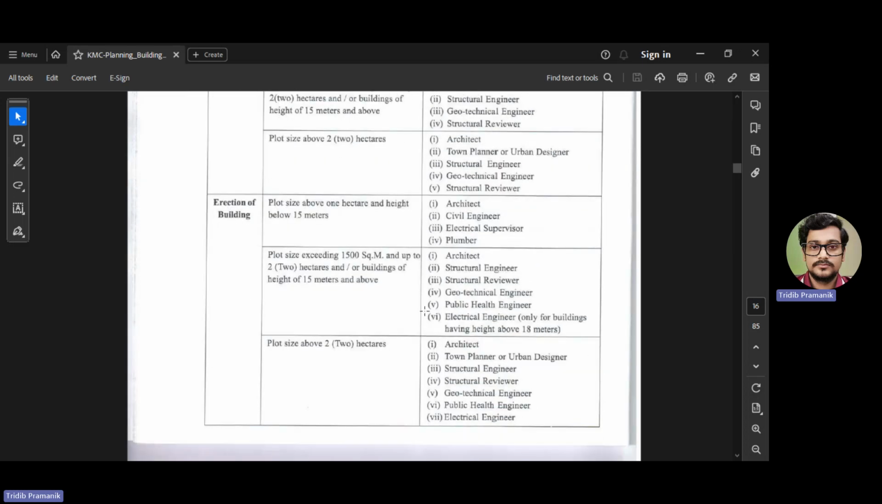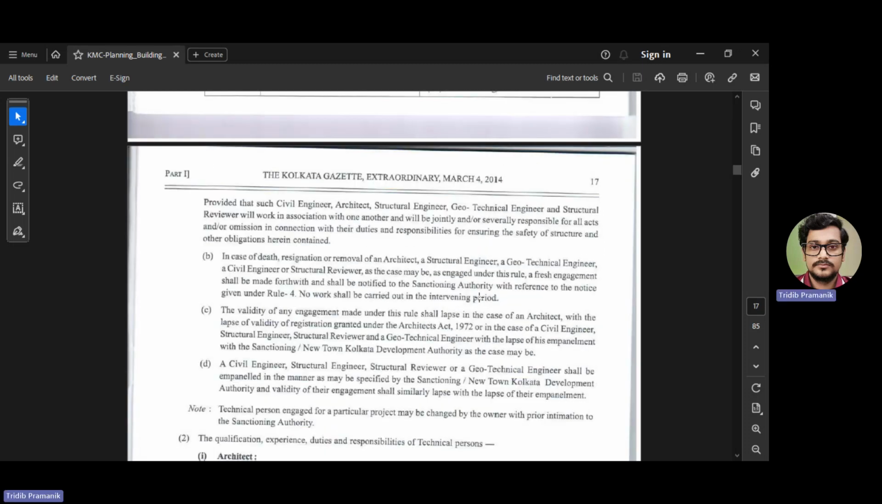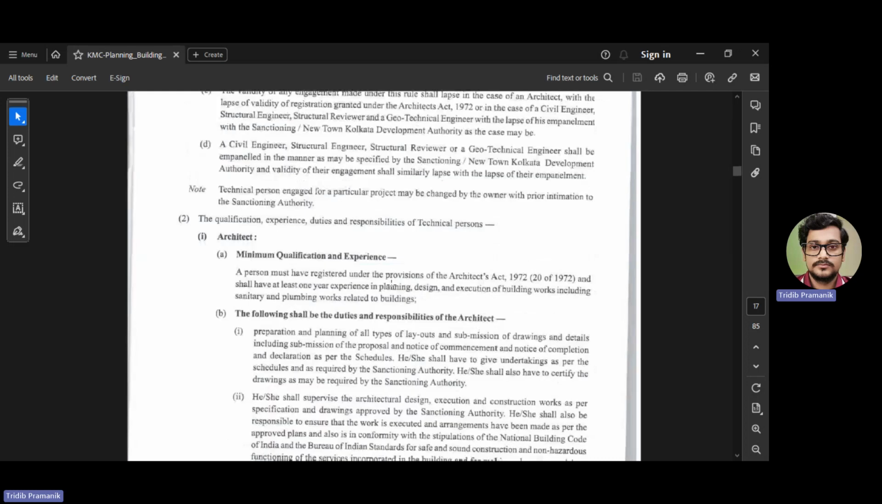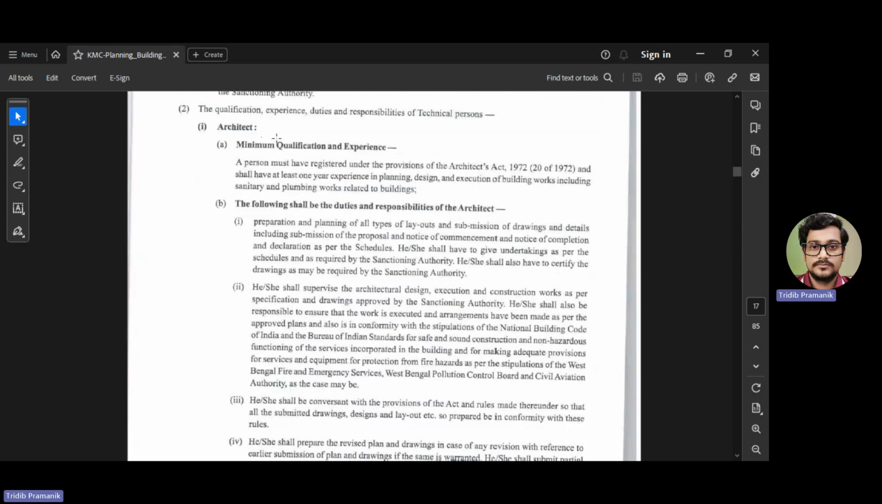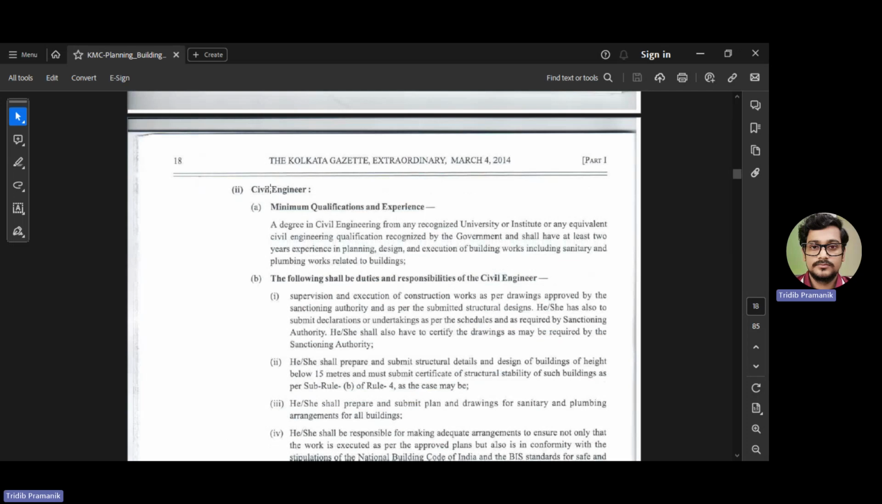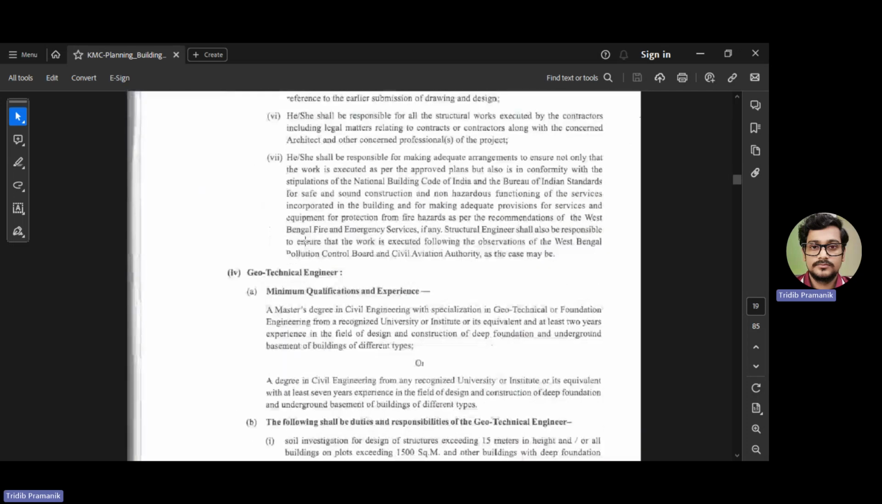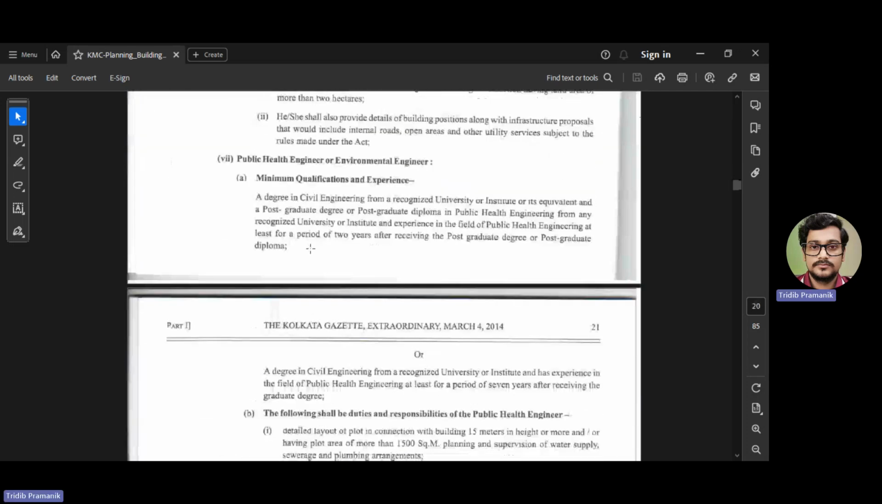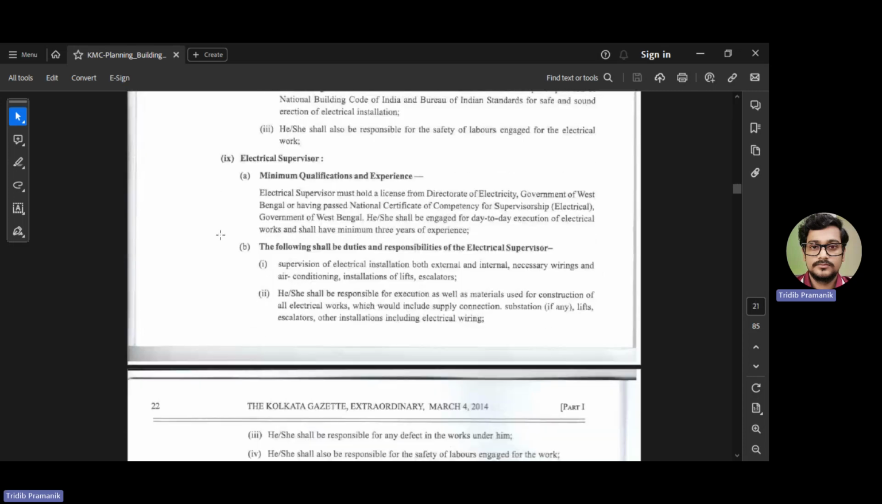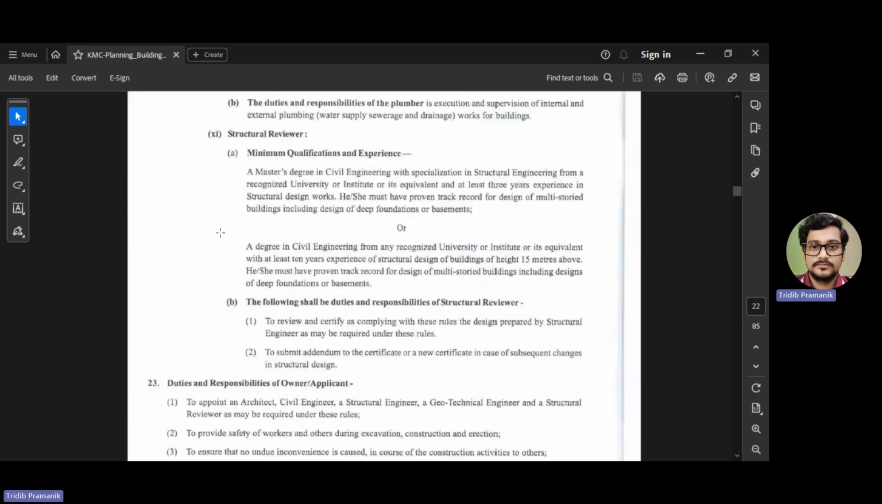Now, for erection of the building, we also need to maintain these technical persons at the project site. Depending on your plot size, the height of the building and the volume of construction, we need to employ these technical persons. Then there is a complete definition of who can be an architect, civil engineer, structural engineer, or geotechnical engineer. These things are not required for making building plans, so I'm skipping these portions.